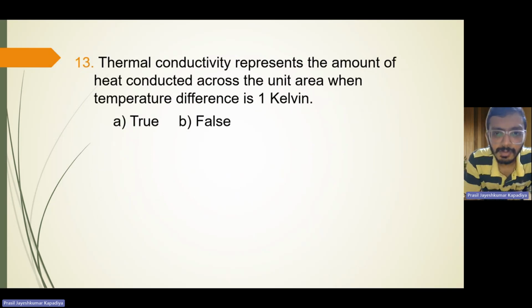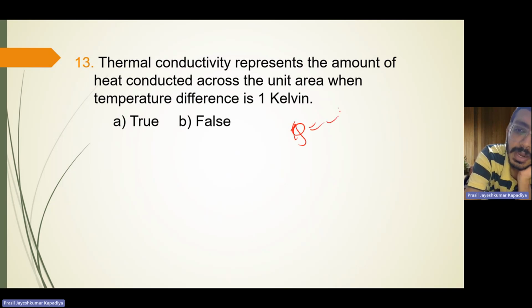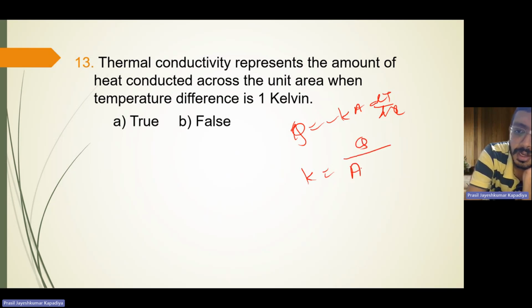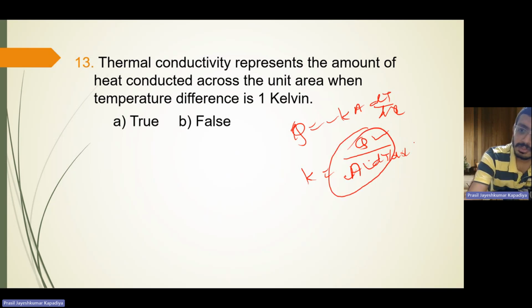Question 13. The thermal conductivity represents the amount of heat conducted across a unit area when temperature difference is 1 Kelvin. Let's see this. So Q is equal to minus KA dT/dx. So what is K? K is Q per area per dT per dx. So here what they are saying, the amount of heat conducted across a unit area when temperature difference is 1 Kelvin. Till here it's correct, but there is no mention of dx.